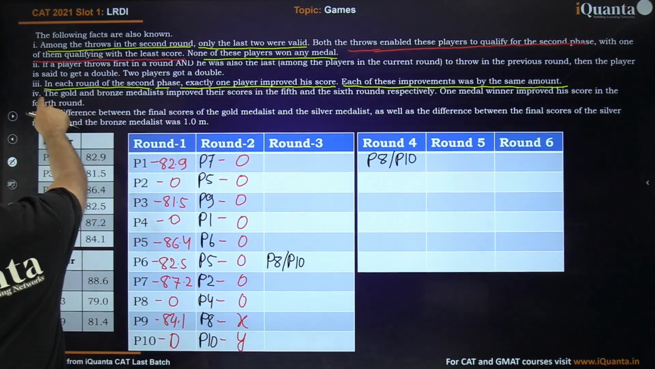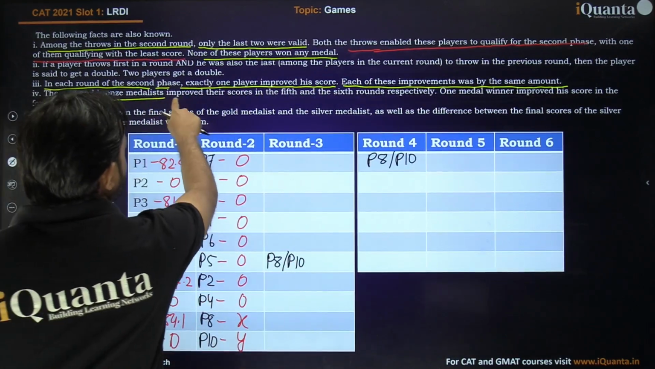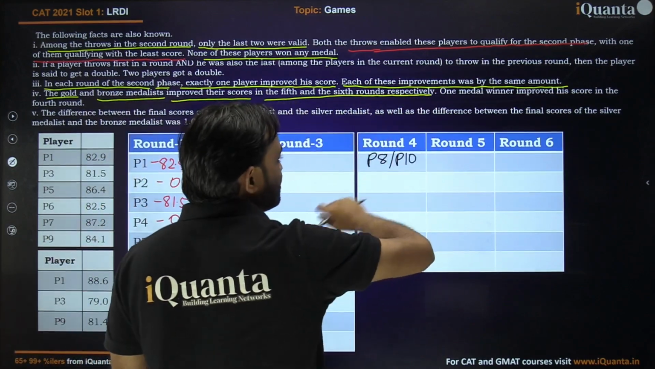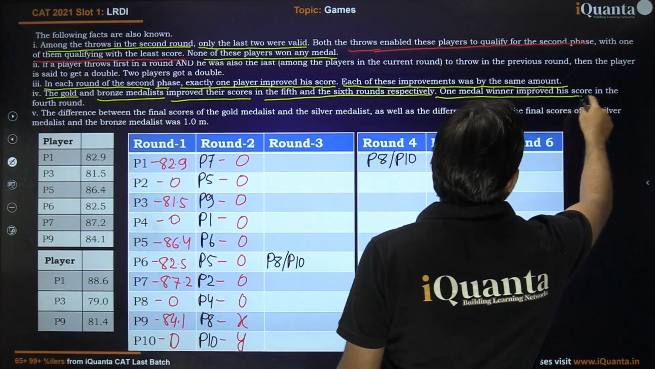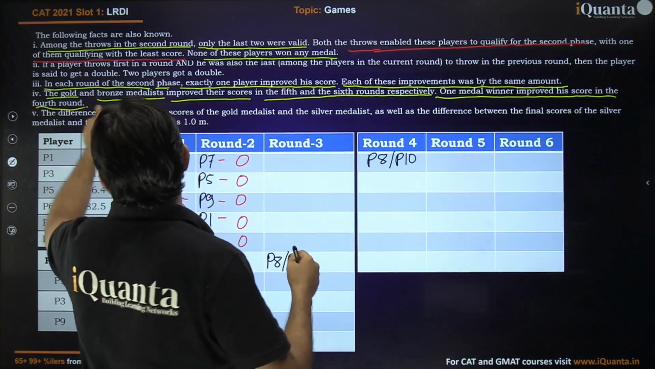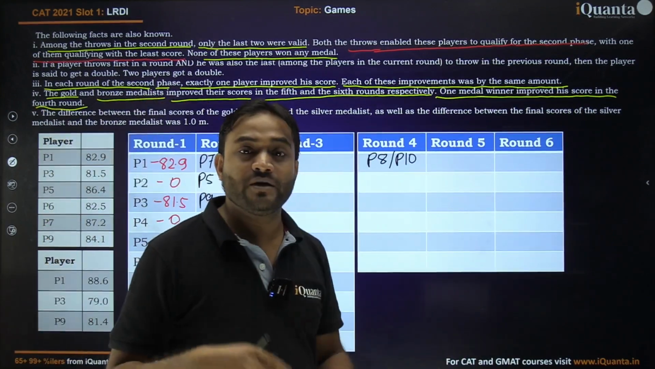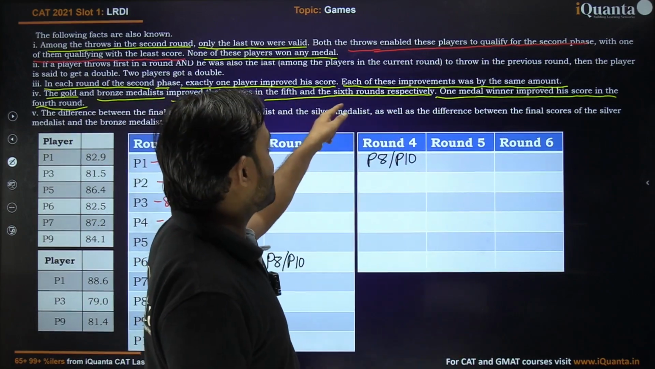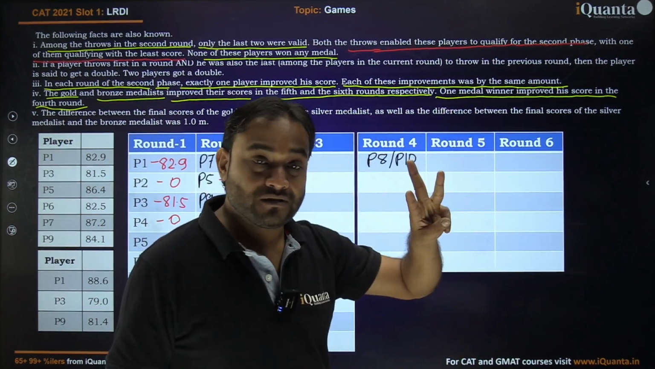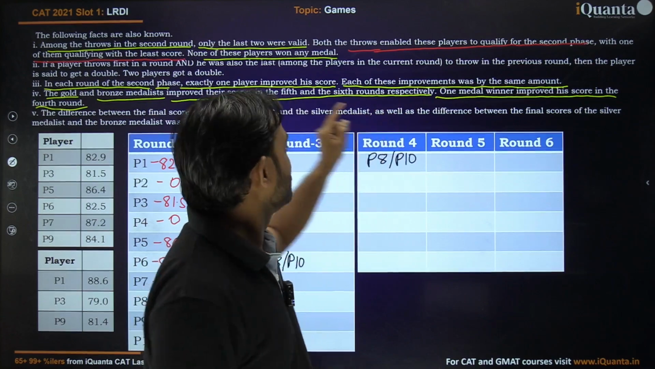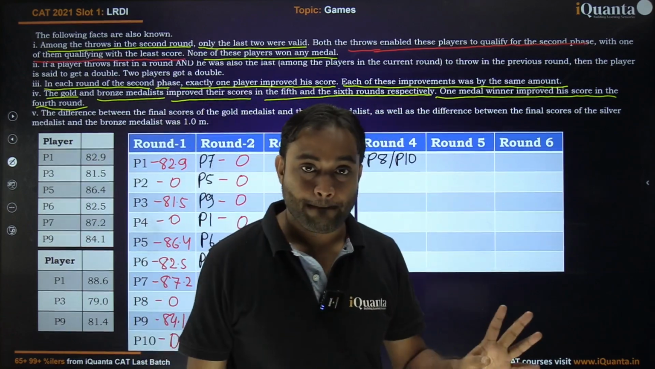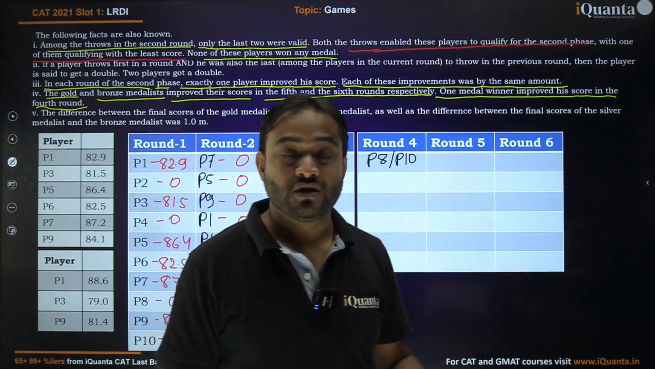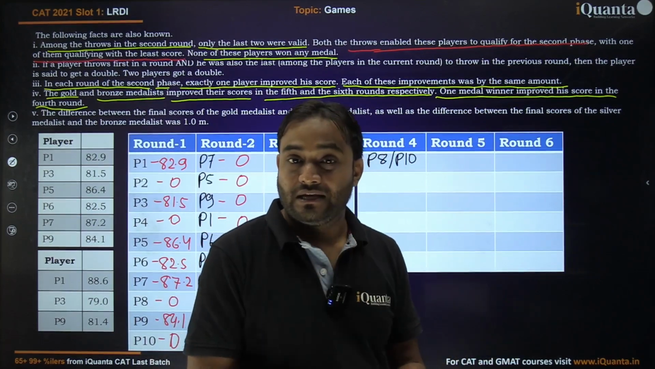Now the gold and bronze medalist improved their scores in the 5th and the 6th round respectively. 1 medal winner improved his score in the 4th round. So whoever improved their score got the medal, right? So there were 3 improvements, 3 medalists, right? Gold, bronze and silver.